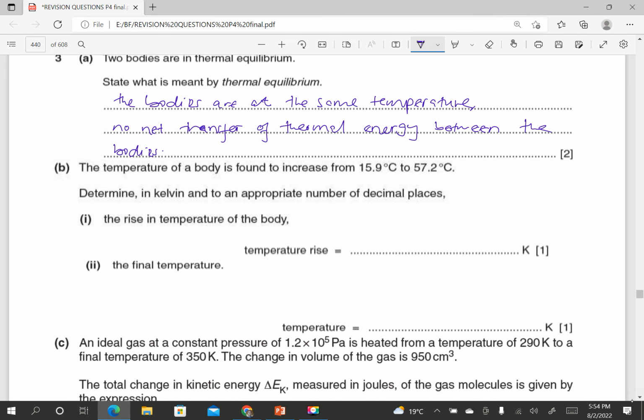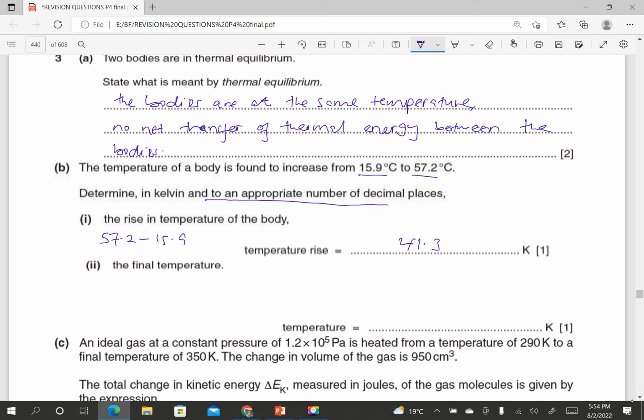Part B, the temperature of a body is found to increase from 15.9 to 57.2. Determine in Kelvin, and to an appropriate number of decimal places, the rise in temperature. The rise in temperature is the difference in temperature. Remember, difference in temperature on the Kelvin scale is the same as difference in temperature on the Celsius scale. So we just subtract, and this is 41.3. Because the temperature is given to one decimal place, I will also quote this to one decimal place.